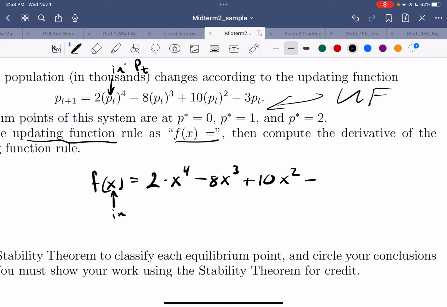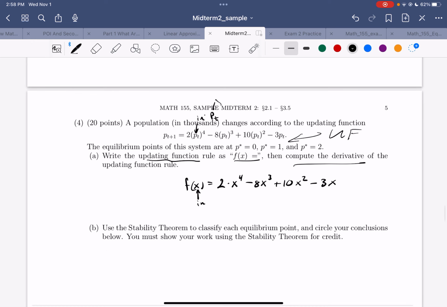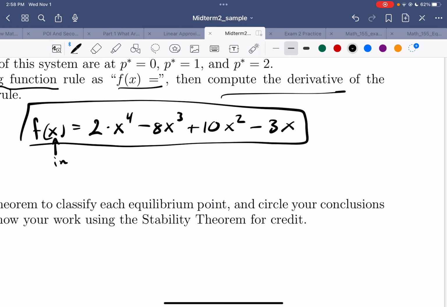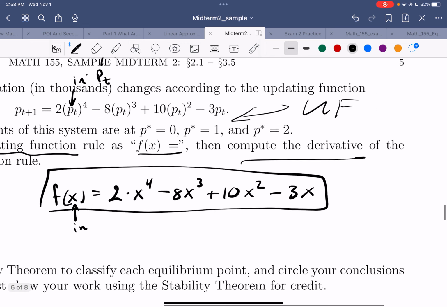You add that. You'd multiply by 3 and subtract that. That's all we're looking for. Oh, sorry, then compute the derivative. Correction, that's the first part of what we're looking for. This is the updating function when you write it as a function of x. You just swap the variable name for x.